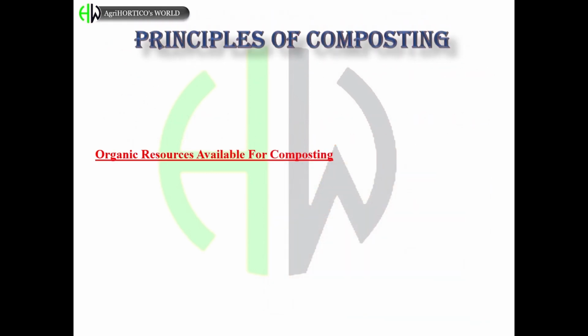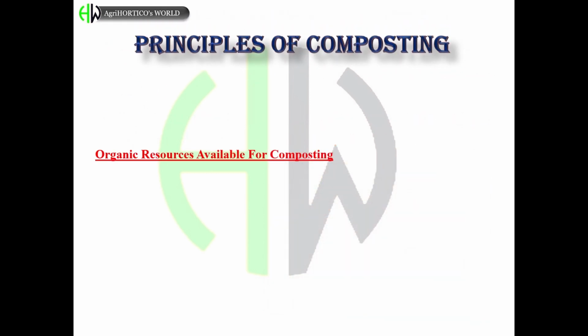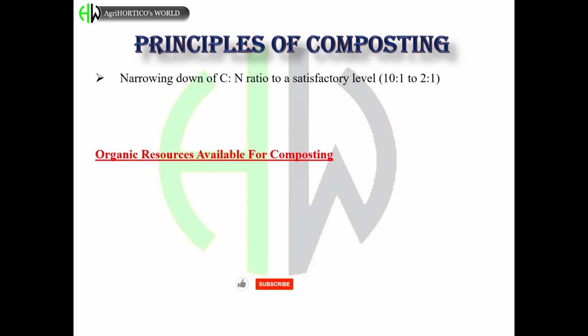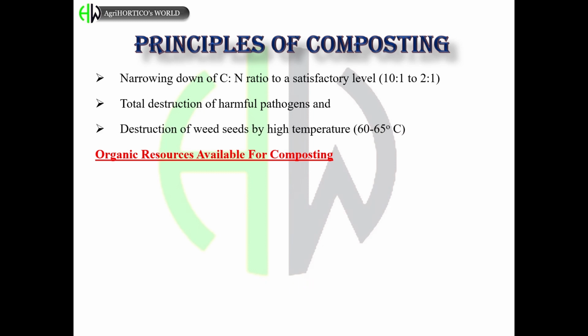Then, there are three major principles of composting. Firstly, narrowing down of carbon and nitrogen ratio to a satisfactory level, that is from 10:1 to 2:1. Next, total destruction of harmful pathogens and then destruction of weed seeds by high temperature of about 60 to 65 degrees. Now, what are the organic resources available for composting?